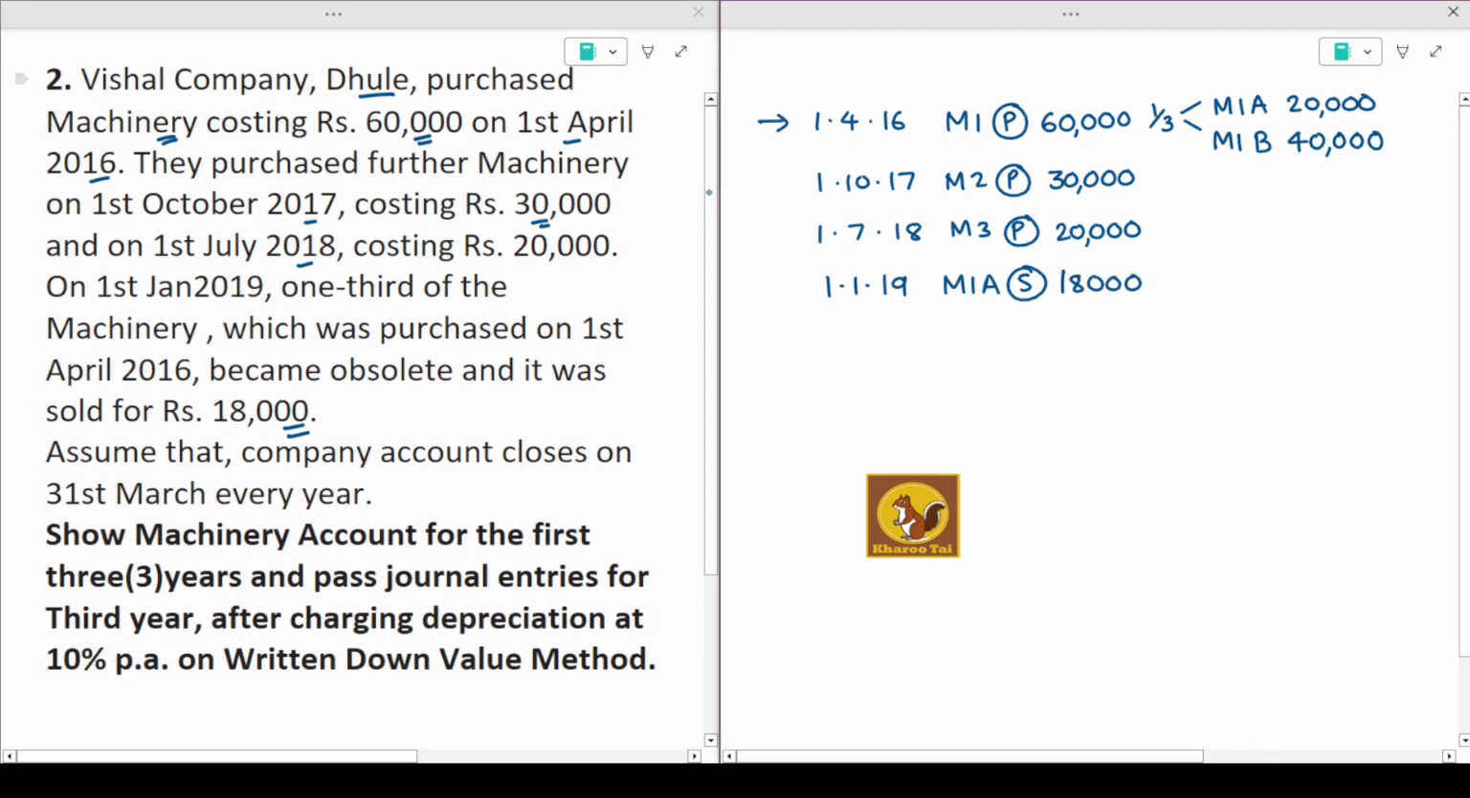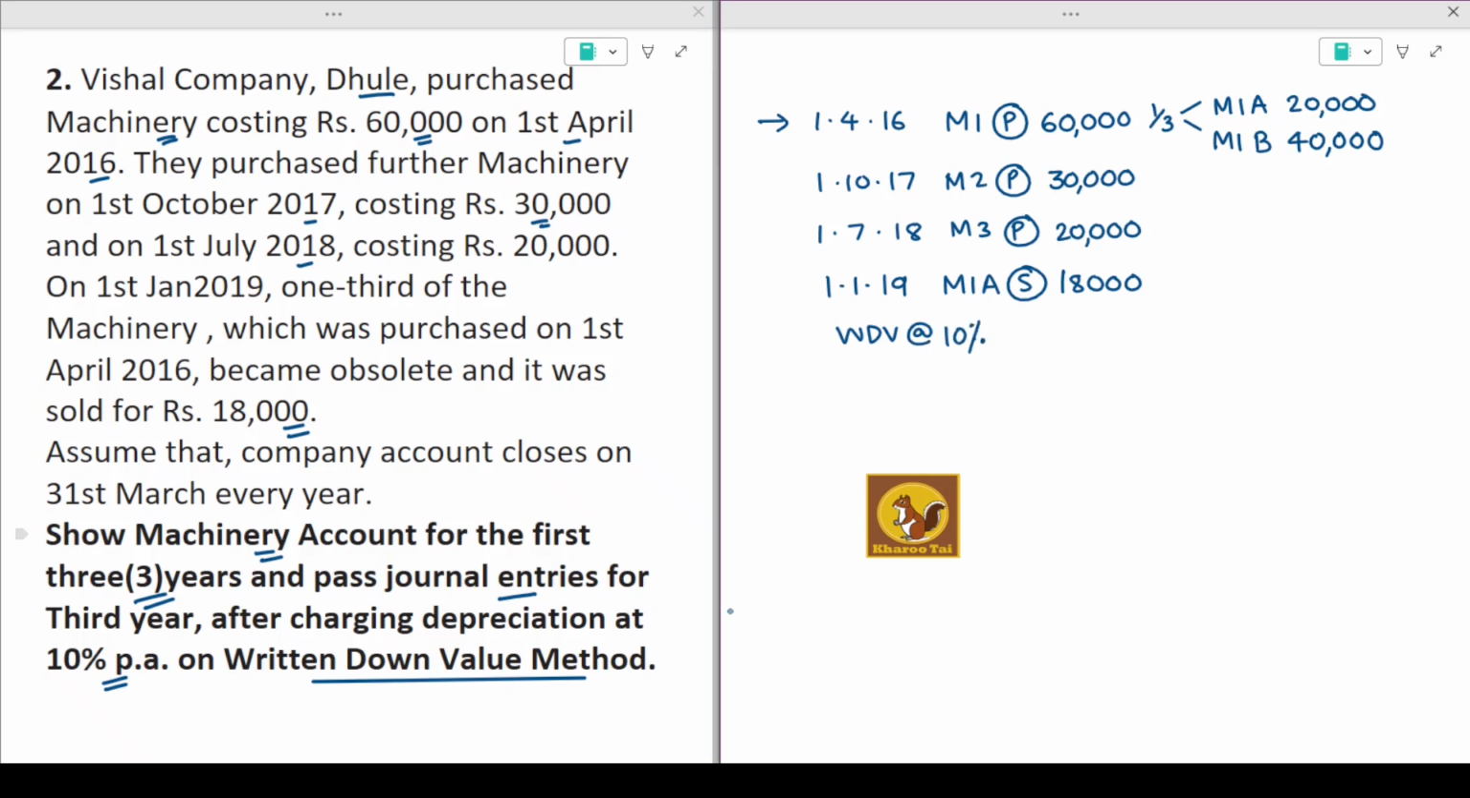Assume that company account closes on 31st March every year. Show machinery account for first 3 years and pass journal entries for third year after charging depreciation at 10% per annum on written down value method. So method is WDV at the rate 10% per annum, right?